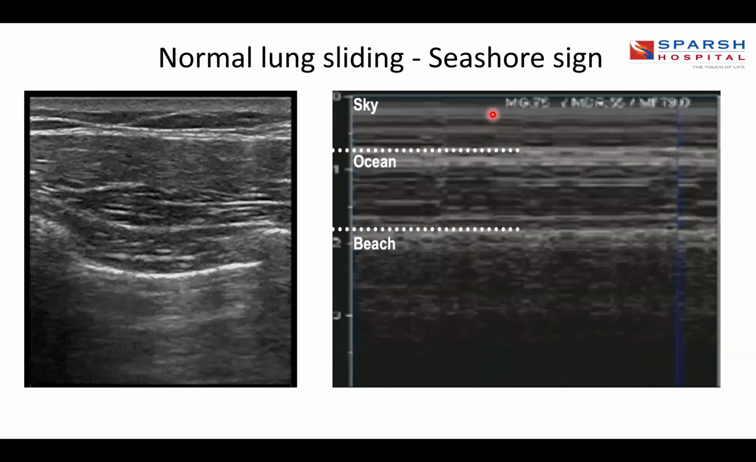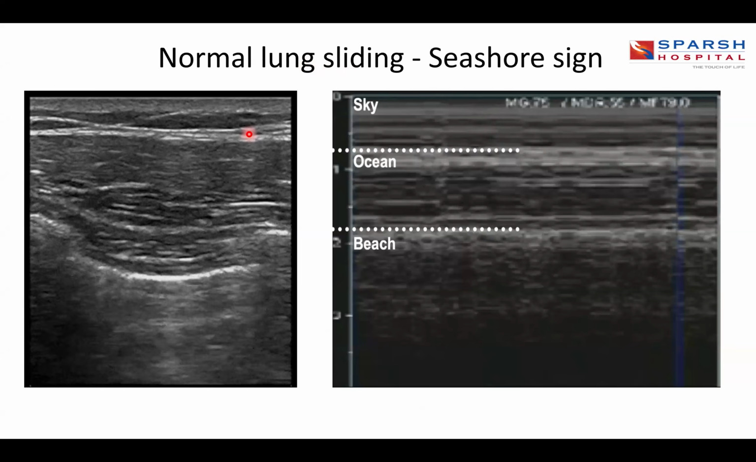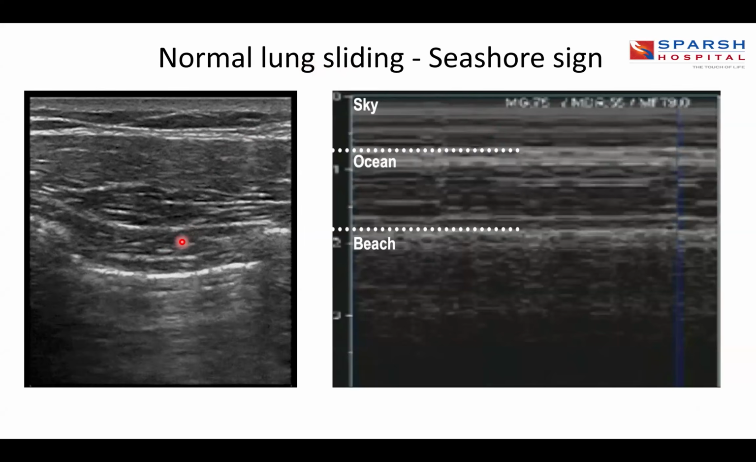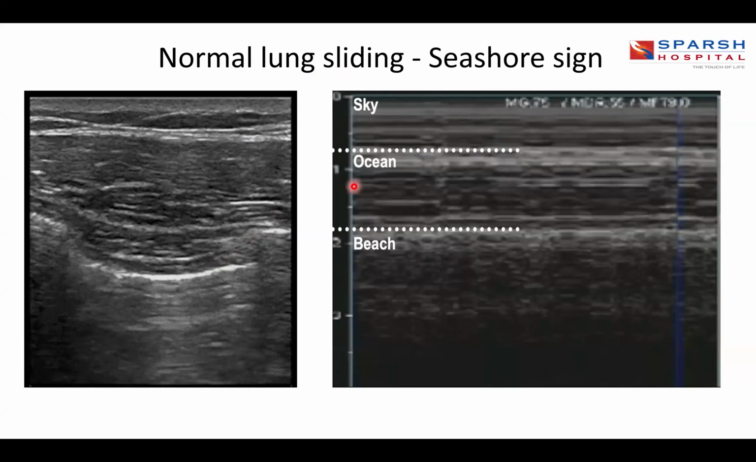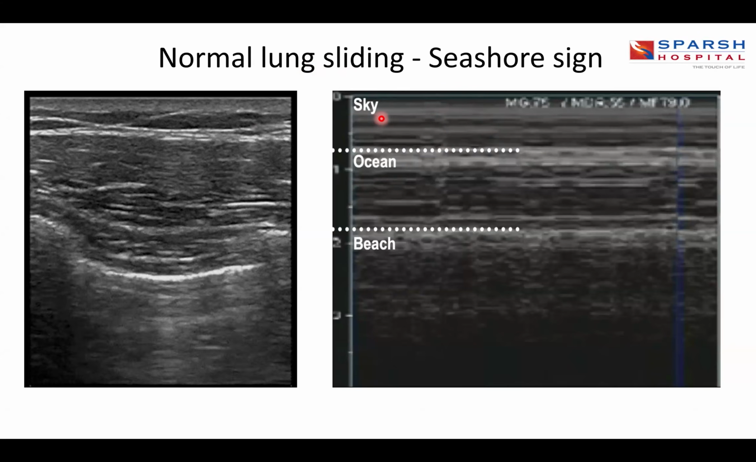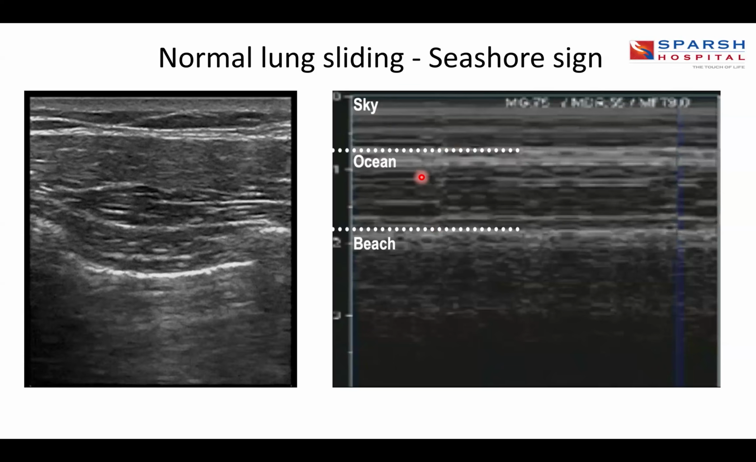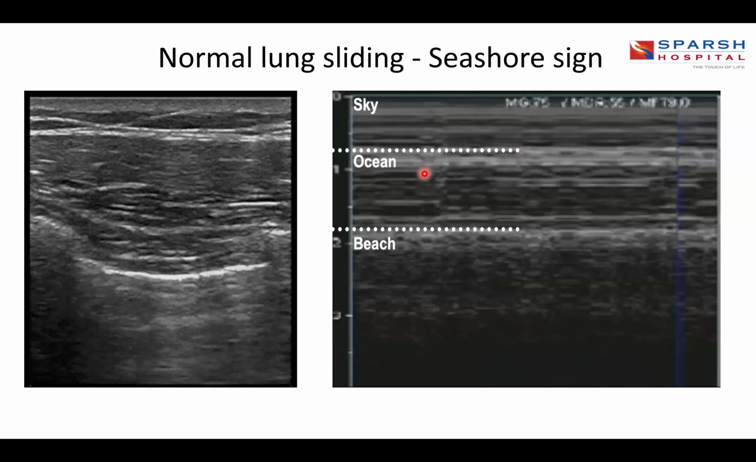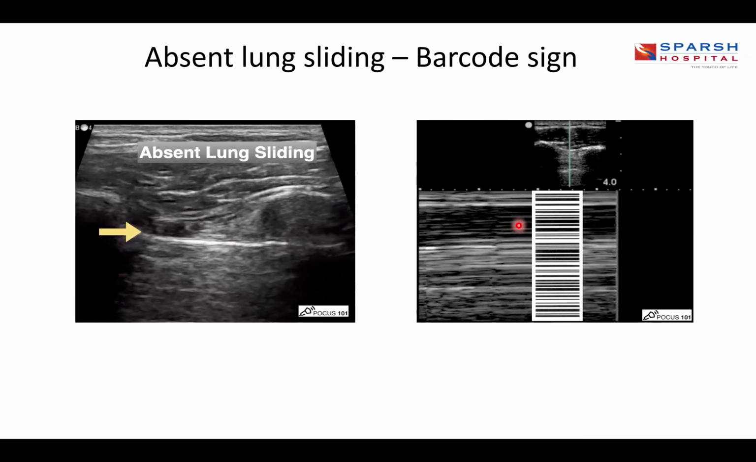So the normal finding when you're looking at the chest in an extended FAST scan of a trauma patient is that you will see the lung point where you see the normal lung movement, lung border movement. If you use the M mode or the motion mode at this point, you will see a sky, ocean, or beach view, which we usually refer to as the seashore sign, which is a normal lung sliding sign. If you have a pneumothorax, you will have absent lung sliding as shown in this image, which on M mode will look like a barcode sign.